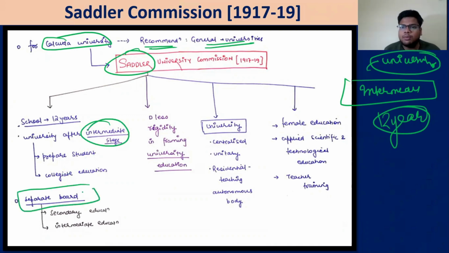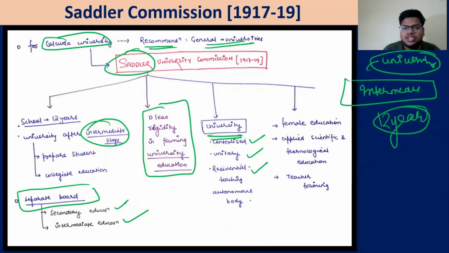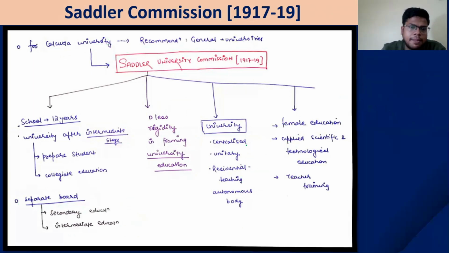Then they say some separate boards will be created for secondary education and intermediate education to take care of it. Then they said there should be less rigidity in framing university education, and more autonomy should be given. Universities, they said, should be centralized, unitary, residential, teaching, autonomous bodies. So more improvement needs to be there. For example, residential facilities need to be there so that students can reside there as well as get taught there. Female education, applied scientific and technological education, teacher training, and all these things were included.